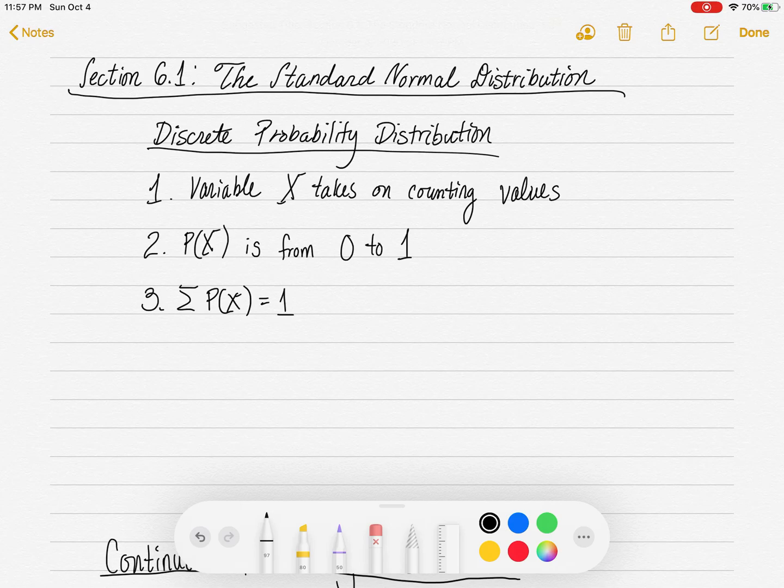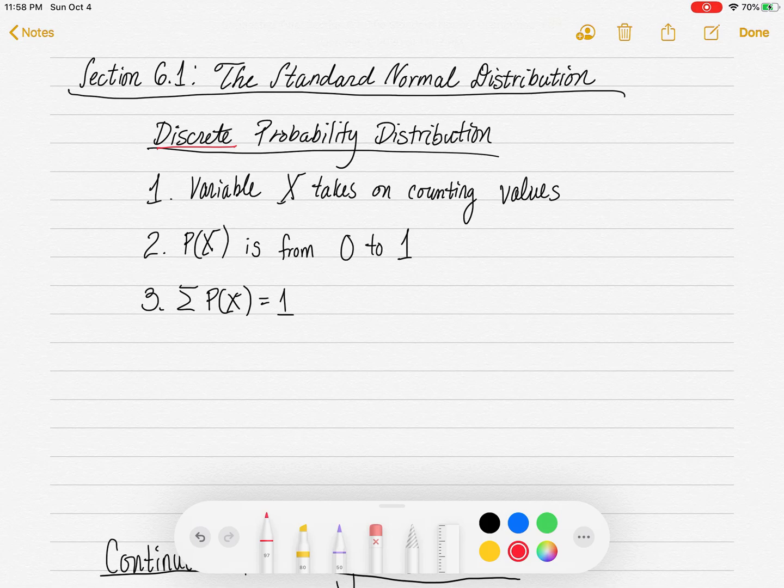So we're in chapter 6, and we want to start looking at normal distributions, which are a special type of continuous probability distribution. So the goal is to transition into continuous probability distributions. Remember the distinction between continuous and discrete. When you're talking about discrete, you're talking about counting numbers only. But as soon as you start talking about continuous, you talk about decimals, and there are infinitely many decimals.